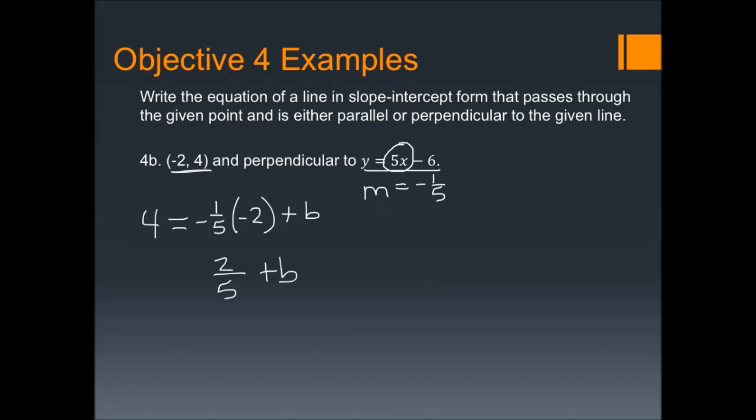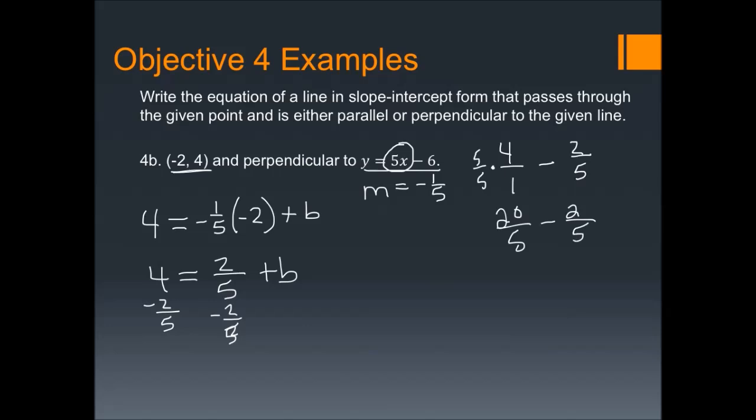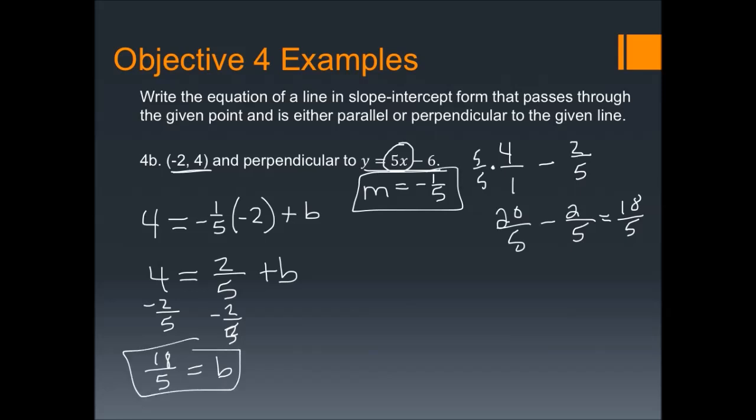If I do that multiplication, I'll get +2/5. Take away 2/5 from both sides. Okay, so do some work here. 4/1 minus 2/5. I need to make this first one into fifths, so I need to multiply the top and bottom by 5. So b equals 18/5. I've got my slope here, I've got my y-intercept here.